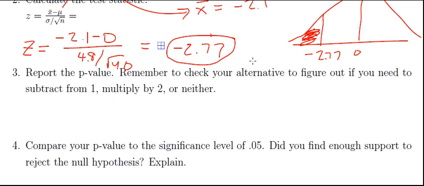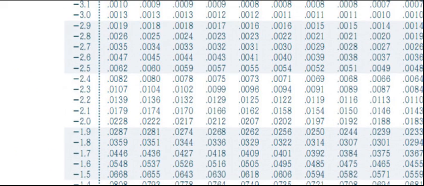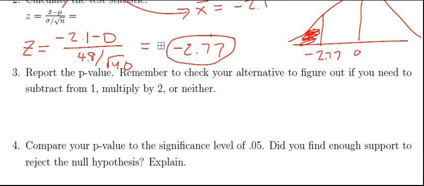I look up the area to the left of negative 2.77. Alright, so I have negative 2 right here. And then I go out to this row right here, negative 2.77. So my p-value is 0.0028. So I just want to report that here.